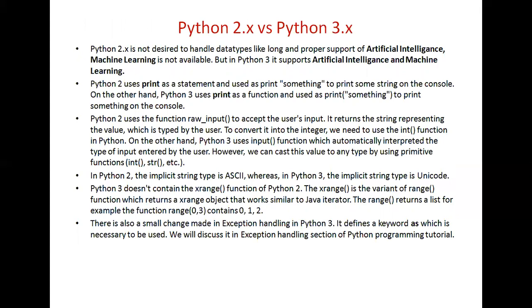See, the first difference between Python 2.x and Python 3.x is that Python 3.x supports artificial intelligence and machine learning. Python 2.x does not support artificial intelligence and machine learning, and it does not handle a data type called long. Okay, that is the main difference. Python 3.x contains some modules which are used for artificial intelligence and machine learning.